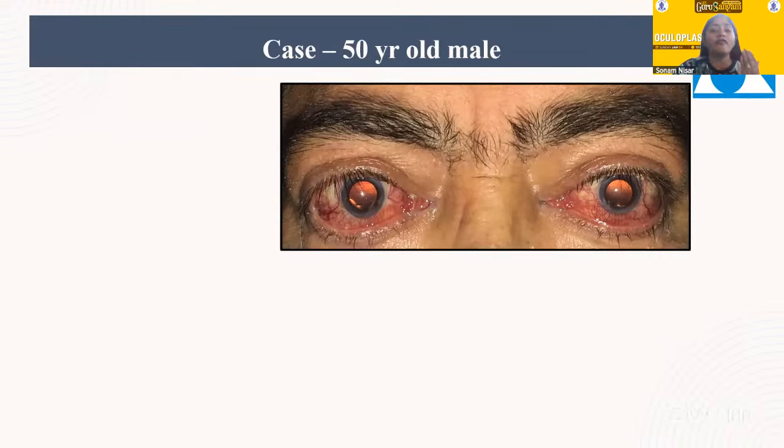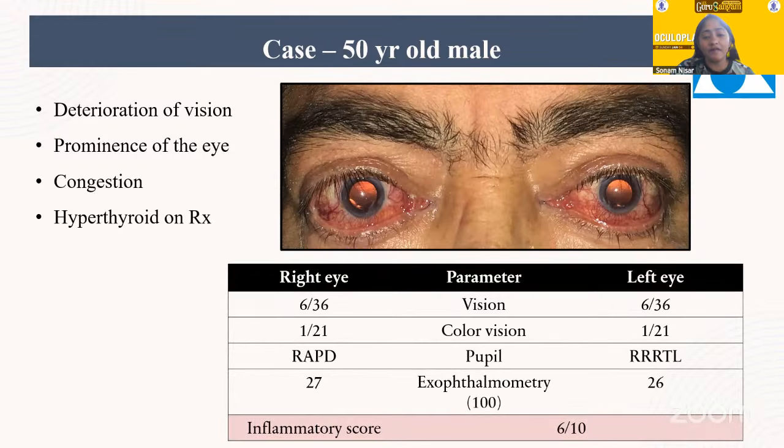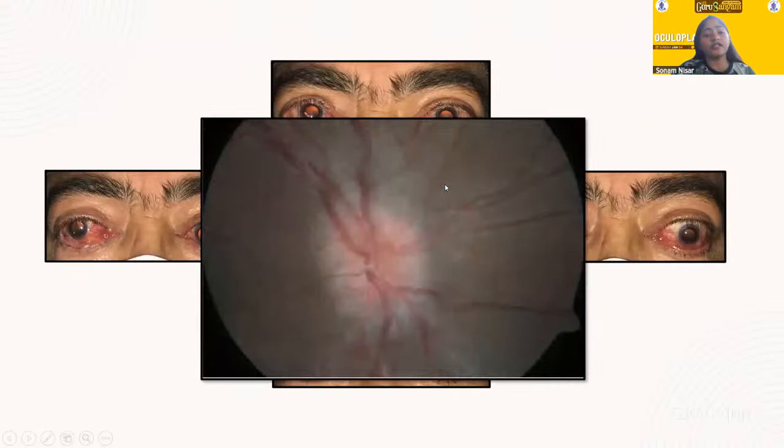Now here you see you have a 50-year-old male patient. You can see that the patient has proptosis, congestion, and he presented to us with deterioration of vision over the past 1 month duration. He was hypothyroid on treatment. As you see, the vision has deteriorated to 6/36 in both the eyes. We must obviously look at the pupils, the color vision, and exophthalmometry findings. There was a proptosis of 27 and 26. The VISA inflammatory score here, you can see that there is a caruncular edema, there is a congestion, upper lid fullness is also there. So this was a case of active thyroid eye disease with a dysthyroid optic neuropathy.